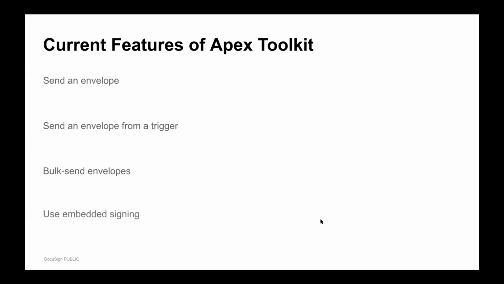You can also use embedded signing. For those who may not be familiar, embedded signing is when the initiator can sign the document without waiting for the signing URL to come via an email. They initiate the envelope, and then they are the first signer, and they just sign it right there and then move on.